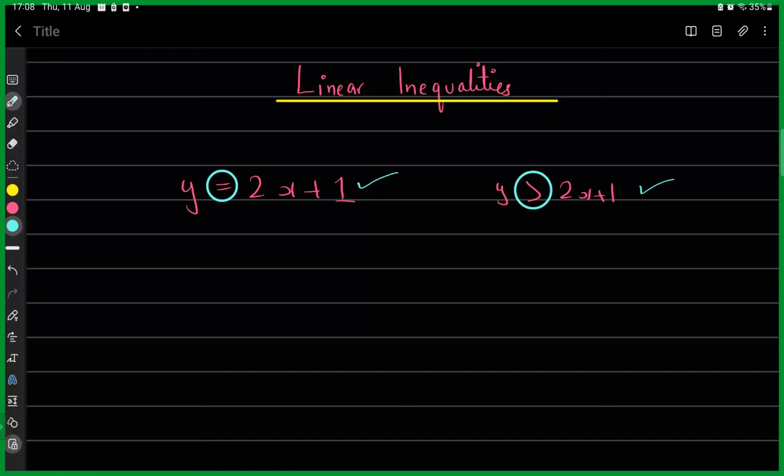One second. Okay. Yes. So if an expression is an equation, it would have an equal to sign, and if it is an inequality, it would have an inequality sign. It's simple, right? Okay. This is the basic differentiation.